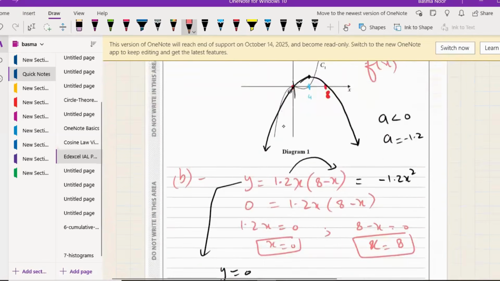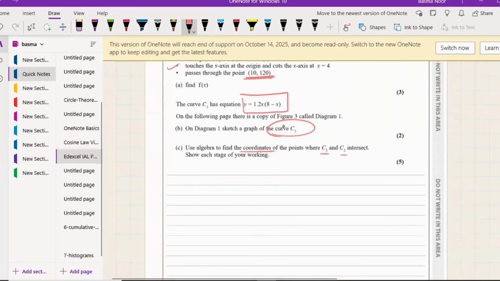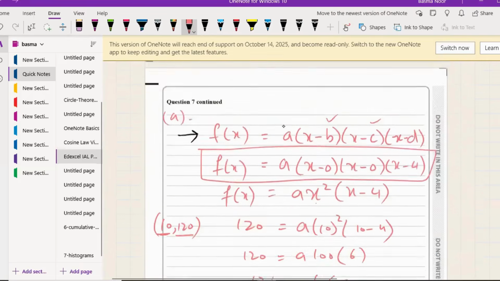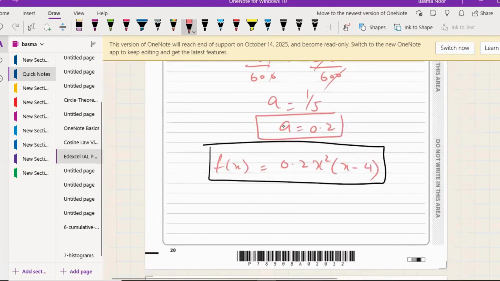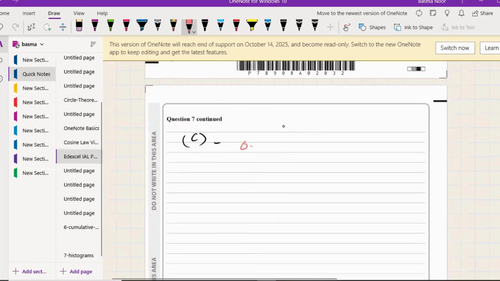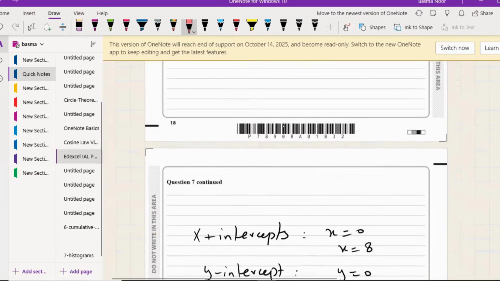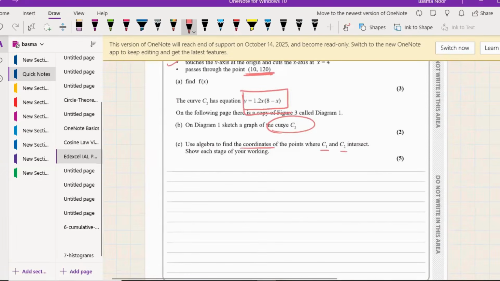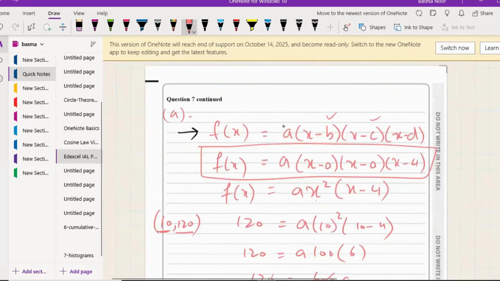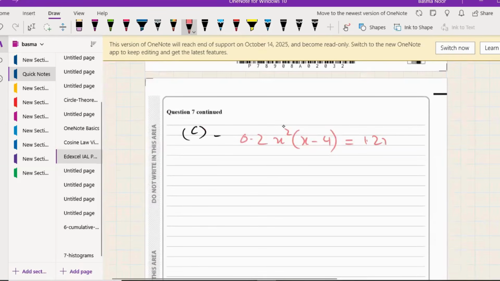The equation for curve 1 is 0.2x square times x minus 4. I'm going to keep it equal to the equation of curve 2, which is 1.2x times 8 minus x. Now we're just going to simplify it. First, you're seeing here you have x square and here you have x, right?